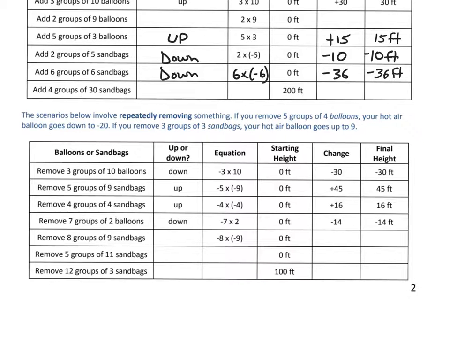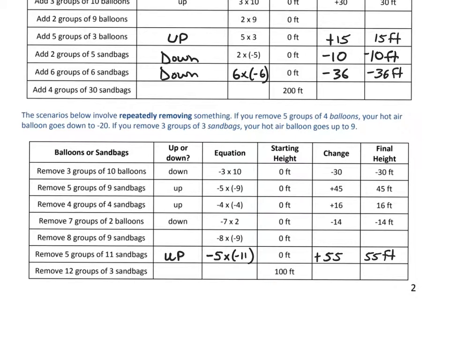If I remove 5 groups of 11 sandbags, if I'm removing sandbags, I have to be going up. How would we write this? If I remove 5, so minus 5, I'm removing 5 groups of 11 sandbags, and sandbags would be a negative. So removing 5 groups of 11, if we start at 0, that would take us up 55, so it'd be a positive 55, and we end up at 55 feet because we're removing sandbags, we go up. Let's do one more together.